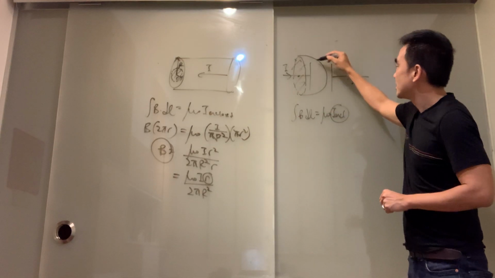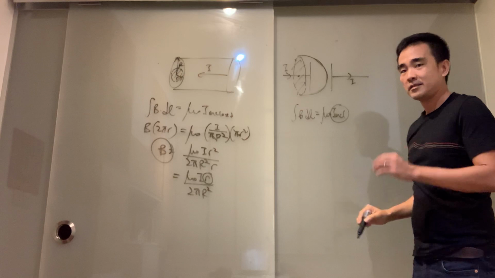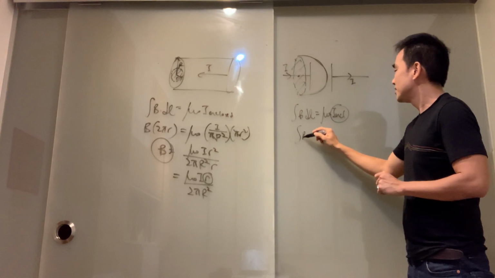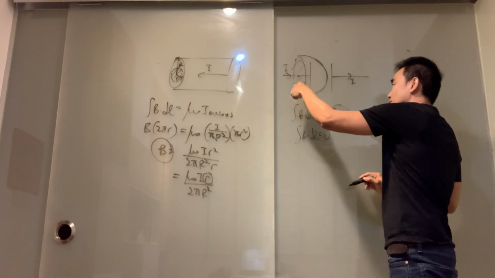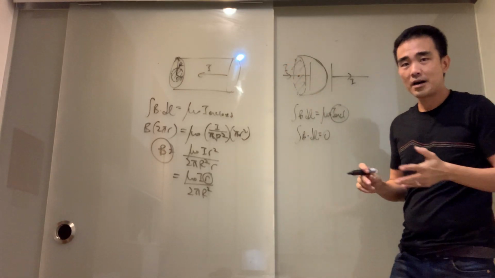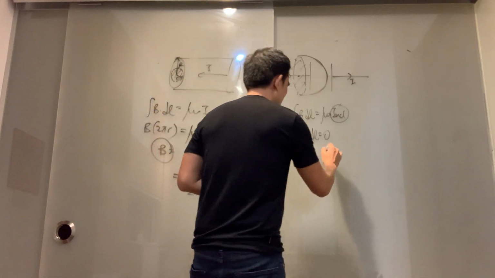But what if I choose the area here? What is the current enclosed by this area? 0. Then your B dot dl will be equal to 0, but we know that B dot dl across this loop over here is not 0. So how do we reconcile this problem? Now this is the interesting part.